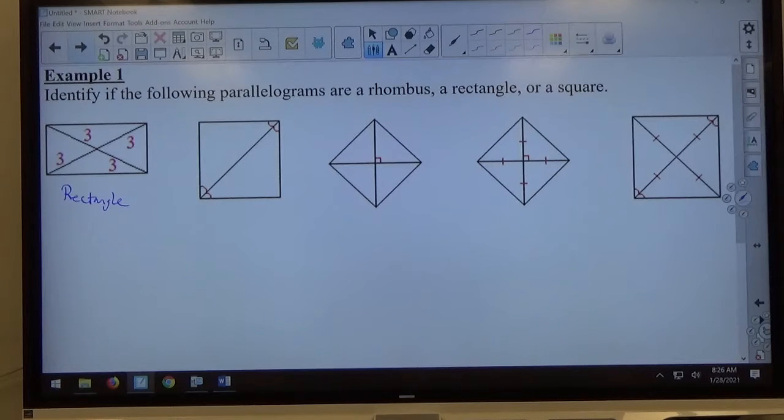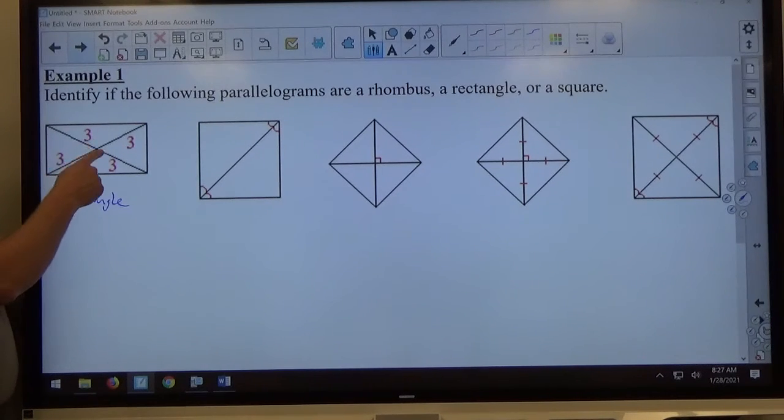You always go with the least specific thing. So rectangle is less specific than a square. A rhombus is less specific than a square also. So you can only go square if it's a square, otherwise it's just a rhombus or just a rectangle, basically, is what you're looking at in these. So again, in order to be a square, the inner angles would have to be marked as right angles. They aren't, so we have to assume it's only a rectangle.